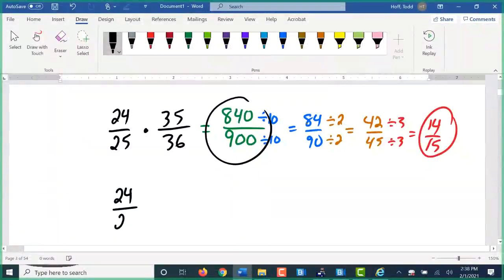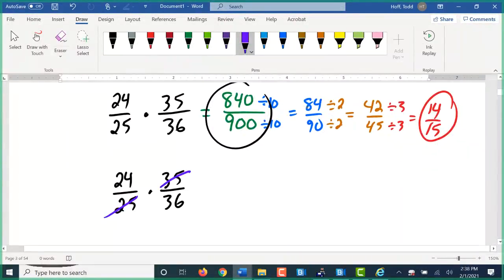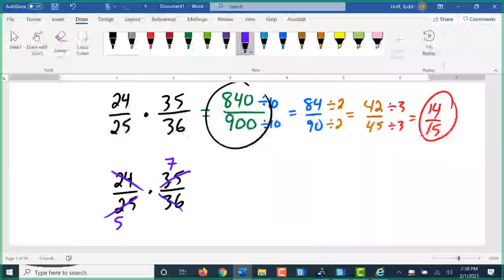To me, it's easier if we can do some cross canceling before we multiply. Look at this and realize, hey, 25 and 35 can both be divided by 5. 25 divided by 5 is 5. 35 divided by 5 is 7. 24 and 36 can both be divided by 12. 24 divided by 12 is 2. 36 divided by 12 is 3.